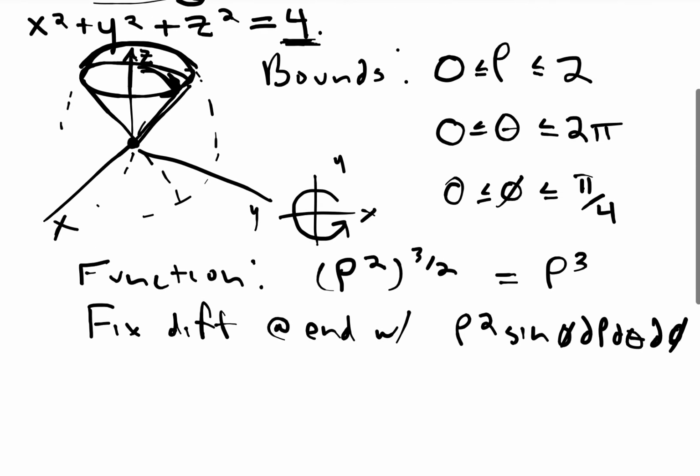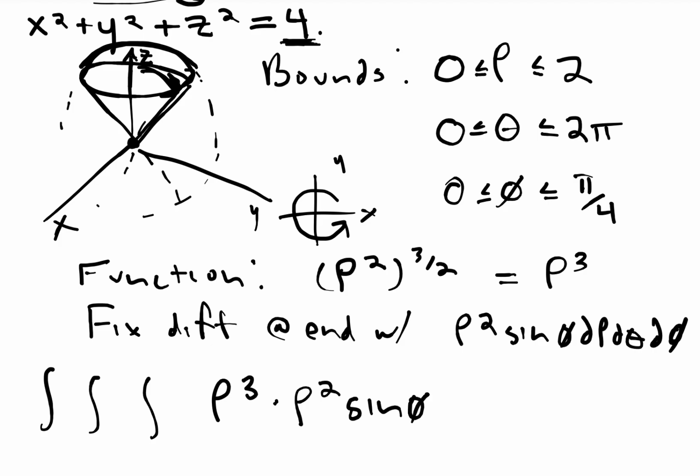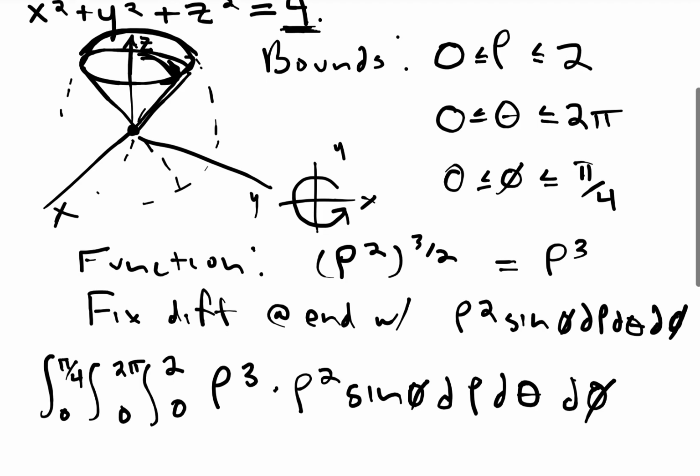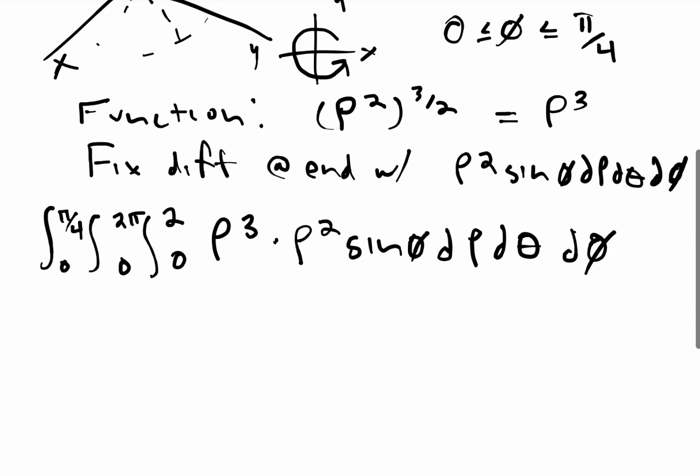Okay, so this integral now, we're now integrating a rho cubed. We do still have to fix my differential, d rho d theta d phi, and then I have to set things down in terms of the order that I just gave. So rho, theta, and phi. And I can go ahead and simplify this and apply the same exact integral split up technique that I did before.